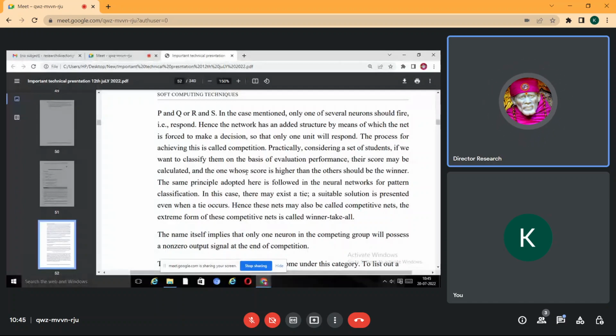Practically, considering a set of students, if we want to classify them on the basis of evaluation of performance, their score may be calculated, and one just needs to understand the logic. The one whose score is higher than the others should be the winner. The same principle is adopted and followed in neural networks for pattern classification.